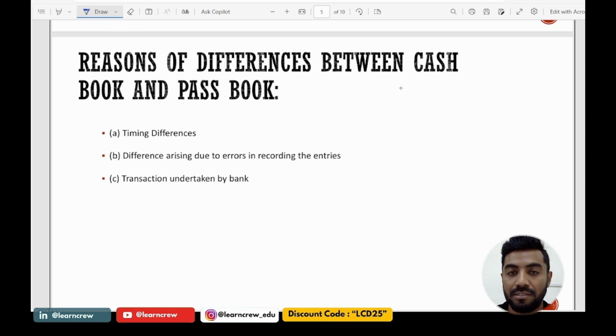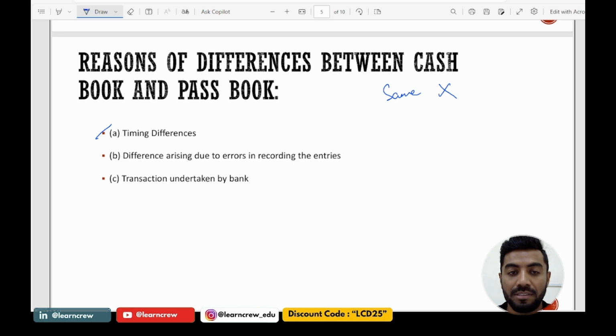Initially we discussed the meaning, right? At a given point of time, the balance as per cash book and the balance as per passbook have to be the same. But this won't be the same. Why? What are the differences causing this? There might be a timing difference. Like we discussed, you're making a payment by check. In the cash book, it will be recorded, but if it is not cleared, in the passbook it won't be recorded. That is a timing difference. That is one of the differences.